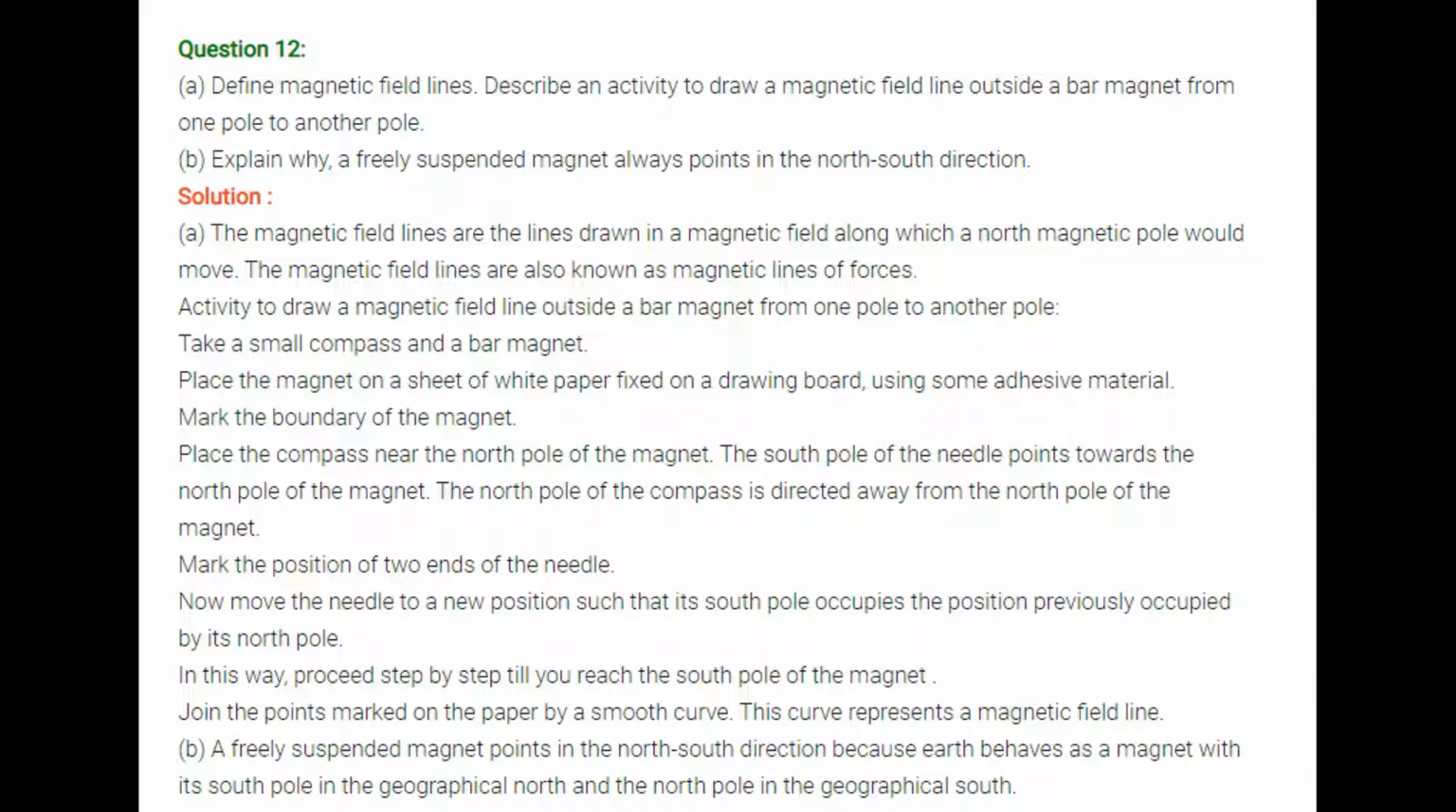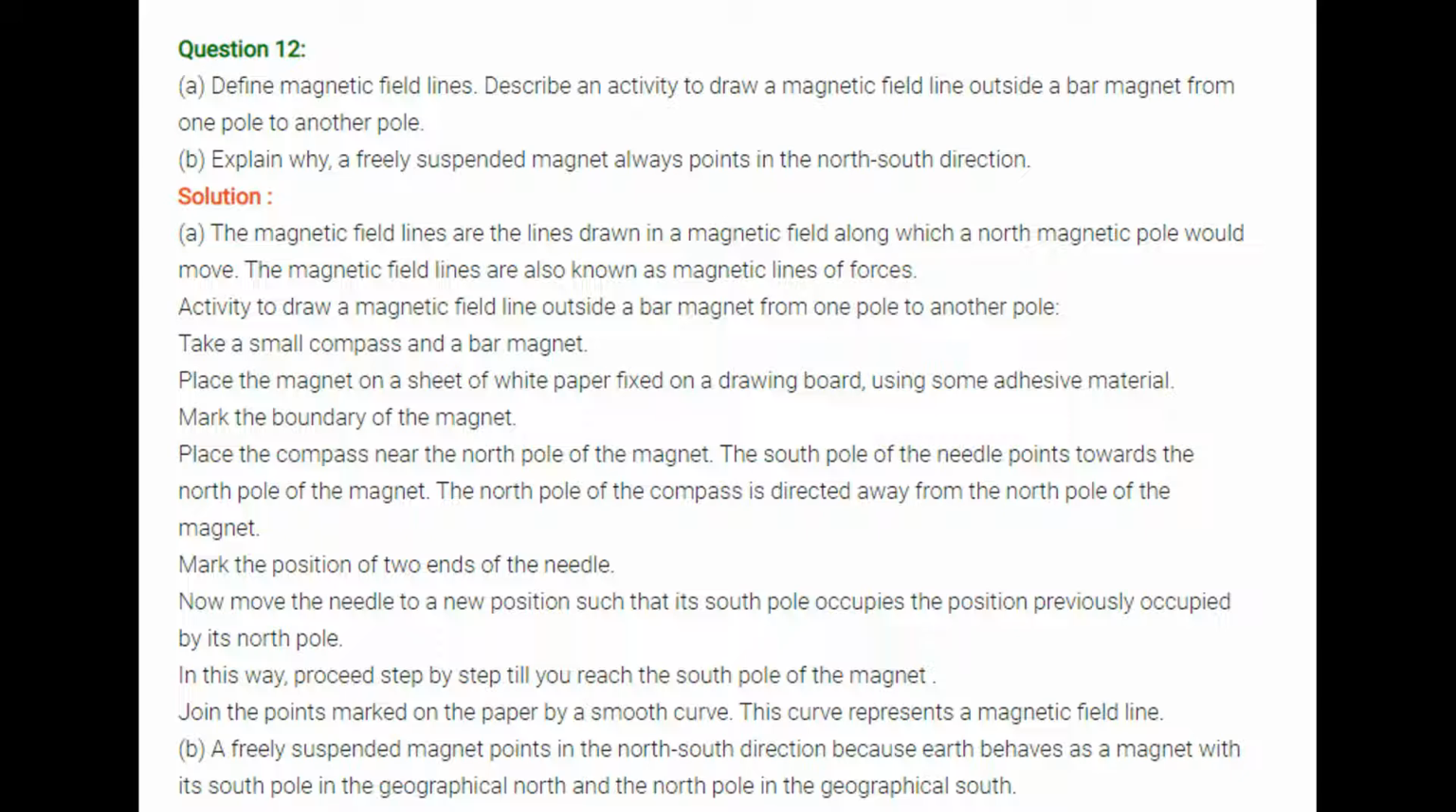Question 12. A. Define magnetic field lines. Describe an activity to draw a magnetic field line outside a bar magnet from one pole to another pole. B. Explain why a freely suspended magnet always points in the north-south direction. Solution. A. The magnetic field lines are the lines drawn in a magnetic field along which a north magnetic pole would move. The magnetic field lines are also known as magnetic lines of force.